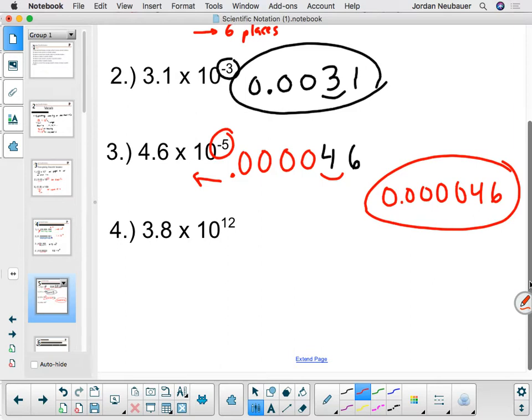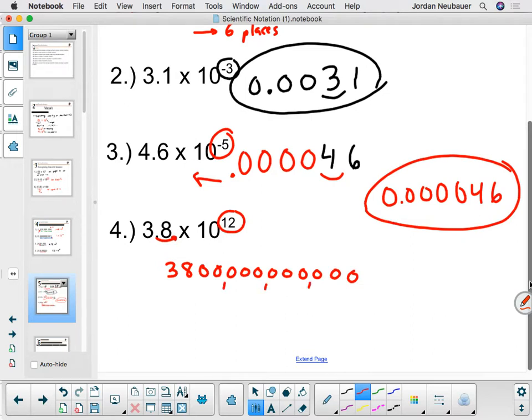Last example, 3.8 times 10 to the 12th power. You can kind of just imagine how many zeros you need to add at this. This is an extremely large number. So we're going to move the decimal 1 this way. So we got 3, we got 8, and then I need to add 11 zeros. 1, 2, 3, 4, 5, 6, 7, 8, 9, 10, 11. And then your commas.